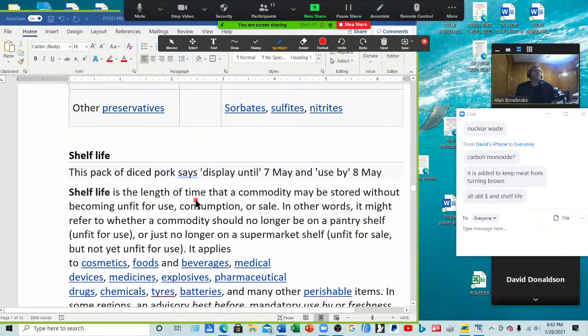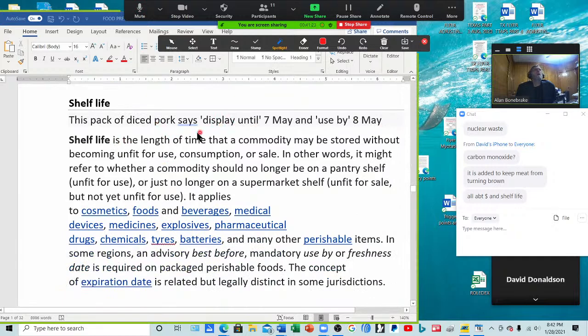Shelf life. This pack of diced pork says display until 7. So diced pork has that. Shelf life is the length of time that a commodity may be stored without becoming unfit for use, consumption, or sale. In other words, it might refer to whether a commodity should no longer be on a pantry shelf, unfit for use, or just no longer on a supermarket shelf, unfit for sale, but not yet unfit for use.